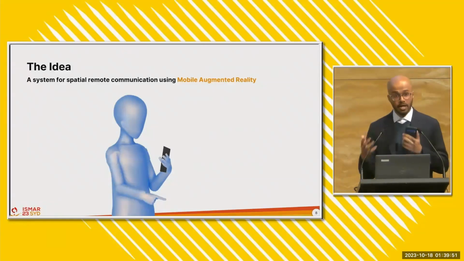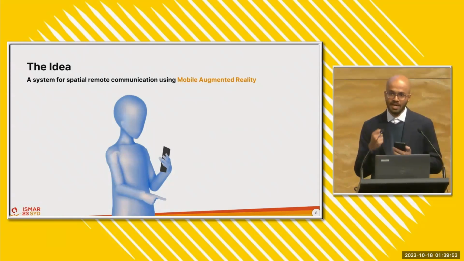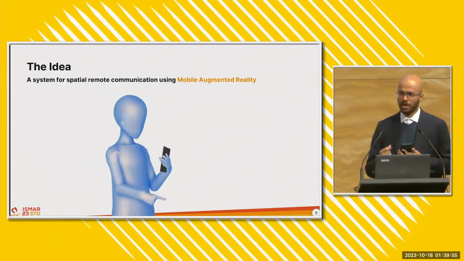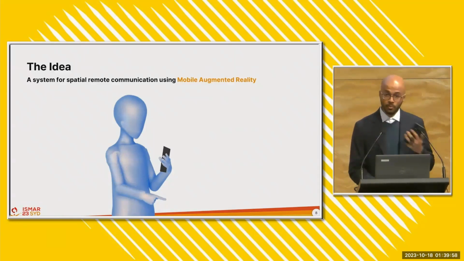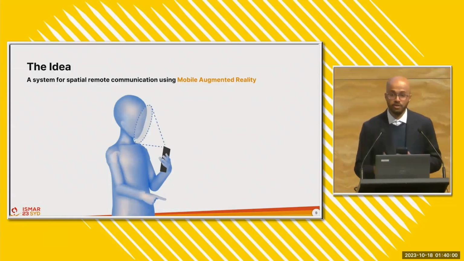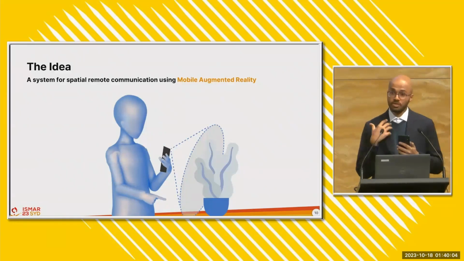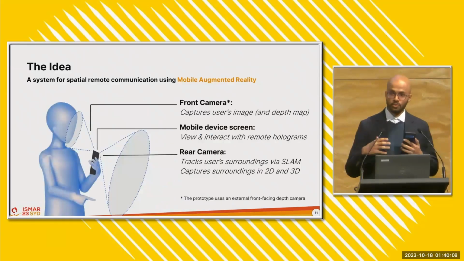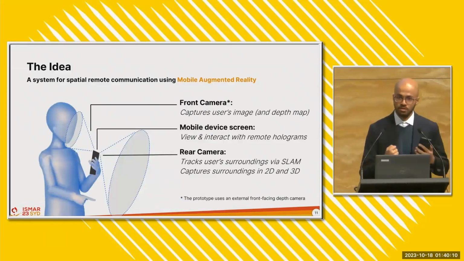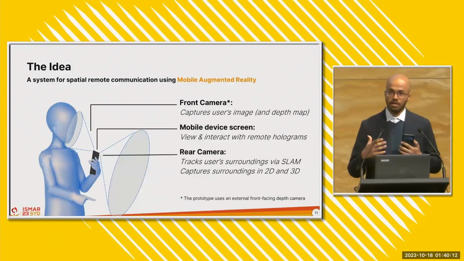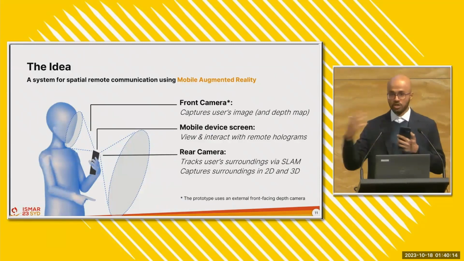And more recent phones like the iPhone actually have depth sensors both in the front and the back of the camera. So what we wanted to explore through this project was what if we could use the front camera to capture information about ourselves, use the rear camera to capture information about our surroundings, put that together with the phone's ability to track its position and display content in AR, and then develop a system for spatial remote communication using all of these features.